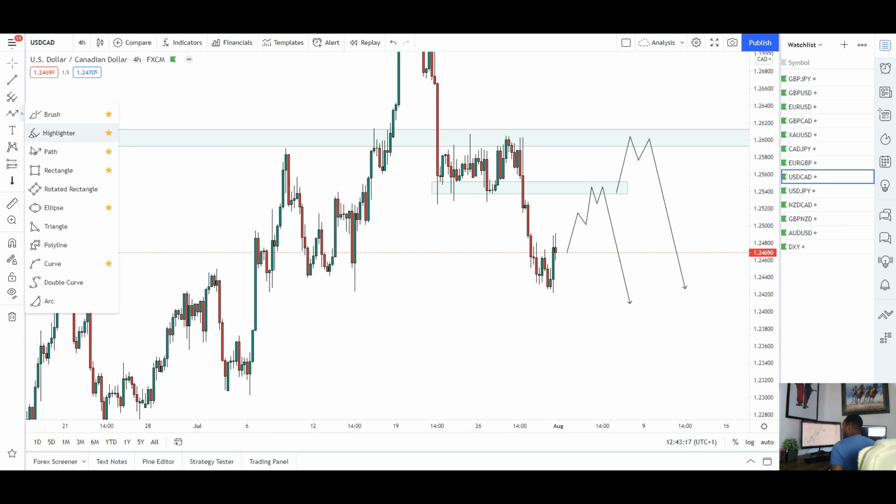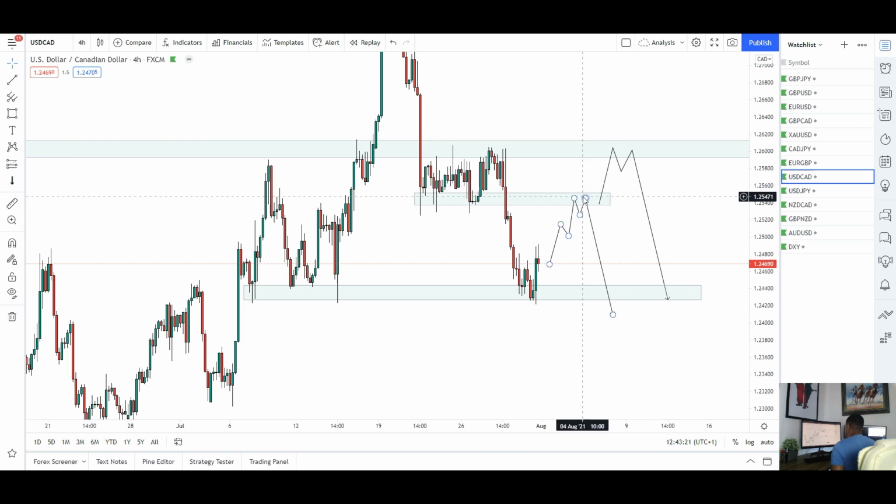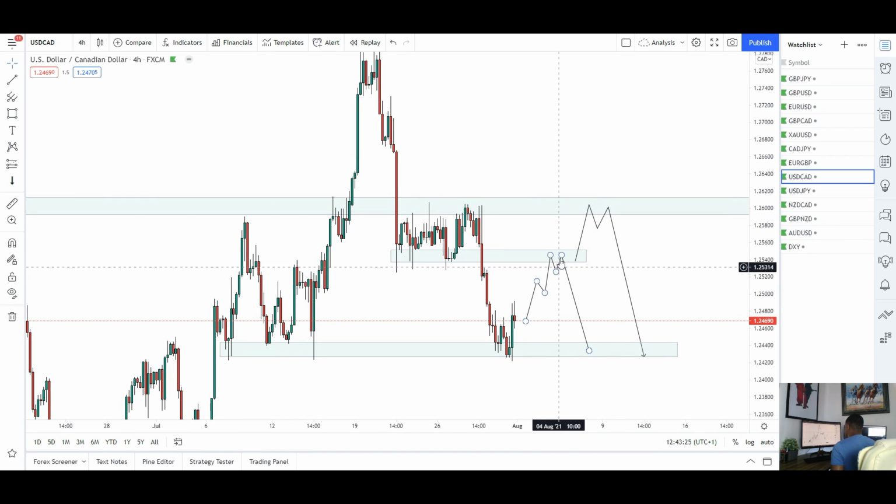So key area of support we'll be taking it back into. So if you do come up here, reject that area, this will be the target. And same with this area here. If we do break through this resistance, come into this area, we'll look to target this support there as well.